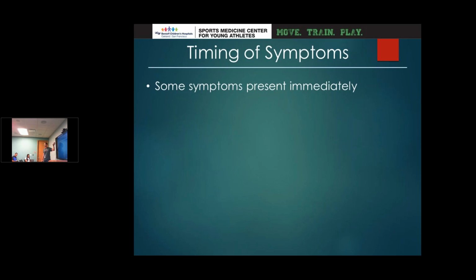Now, some symptoms after a concussion will present immediately, and that's why you want to do that sideline assessment. We're going to go over that in a little bit. But some of the symptoms can be delayed as well. And the delay of symptoms is typically anywhere from a few minutes to a few hours, and maybe after a couple of days. I will tell you that the notion that you can have a delay of symptoms for weeks, and then all of a sudden start having symptoms, it doesn't happen.